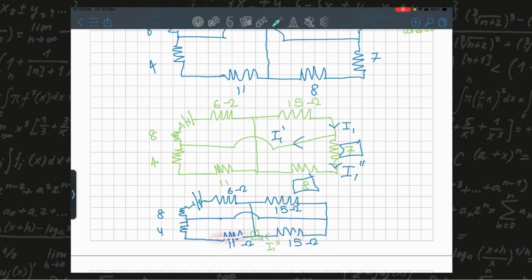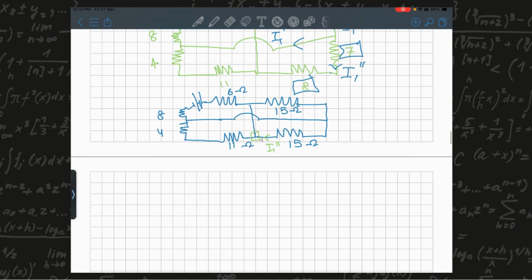See, the current I1 double dash gets converted to I1 triple dash and, say, I2. Okay, then the I2 current travels through this 11 ohm resistor and then through this 4 ohm resistor. Since there is no current division, hence the 11 ohm resistor and 4 ohm resistor are in series. So that's going to be 15 ohm resistance.